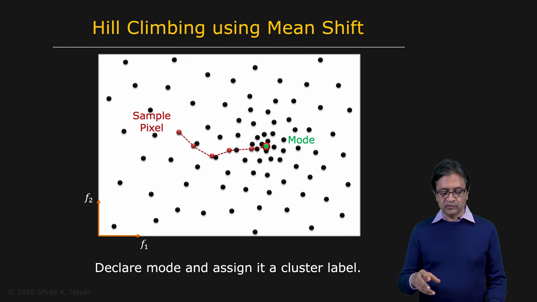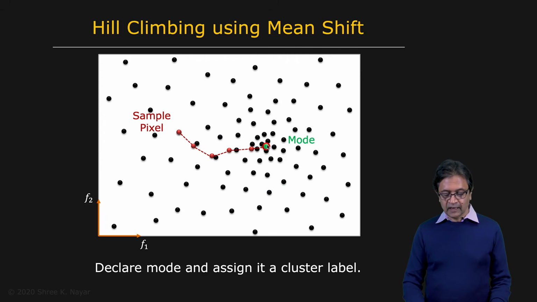If you recompute the mean, it doesn't give you a mean that is away from this point. You're stuck there. That then becomes the mode, or the peak of that hill. So that's what this pixel is going to be assigned to.